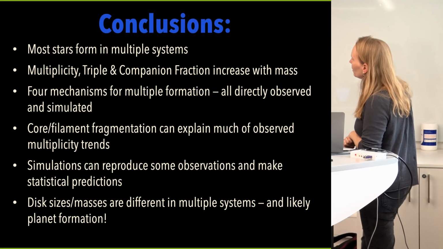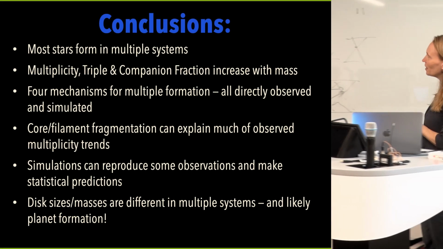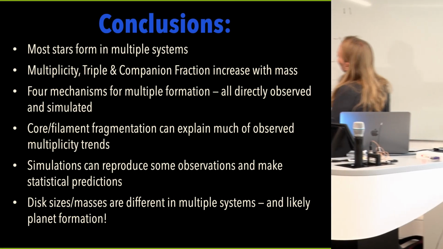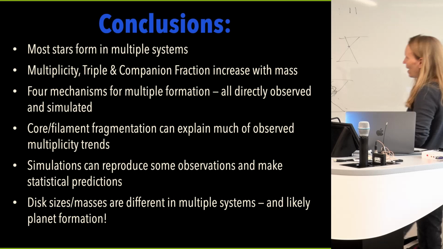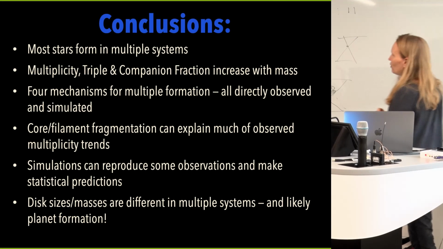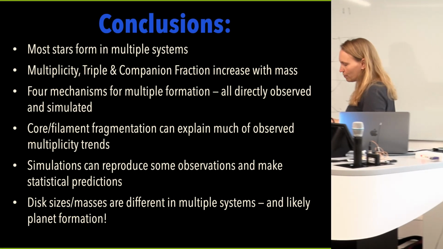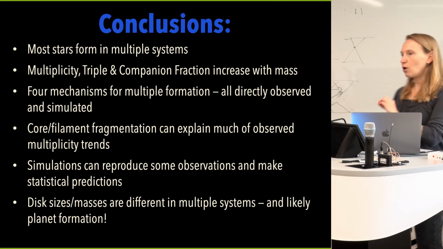So altogether, if you take away anything from this talk: most stars form in multiple systems, including stars like our sun. There's very strong mass dependence in multiplicity, triple, and companion fraction. We no longer need to speculate about these mechanisms. We have caught them in the act in all cases.